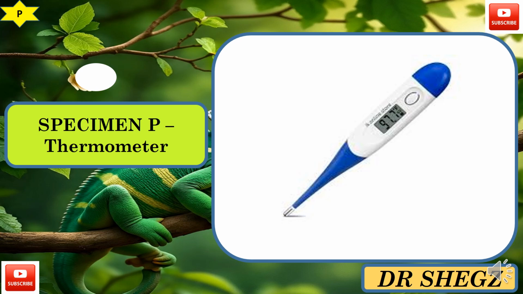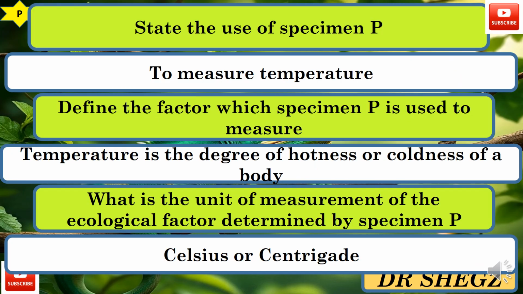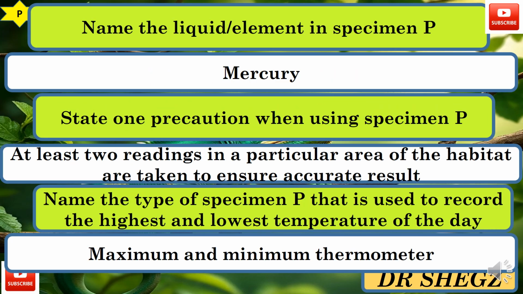Thermometer, that's specimen P. State the use of specimen P: to measure temperature. And we know temperature is the degree of hotness or coolness of the body. The unit of measurement of this particular ecological factor is Celsius. So temperature is measured in Celsius or centigrade. The liquid element in specimen P is mercury.